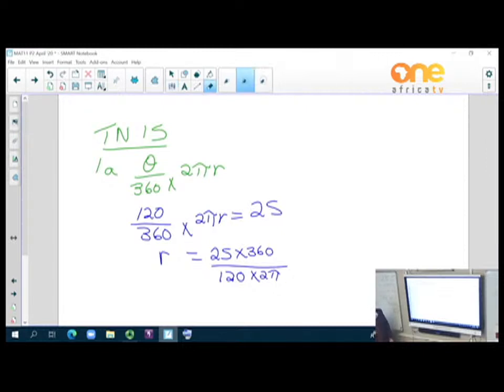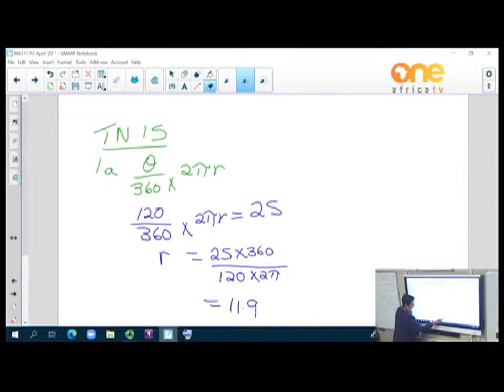Okay, let's do that calculation. 25 times 360 divide by 120 times 2 times shift pi is equal to 47. No, so the radius is 11.9. Yeah, that's what I get.